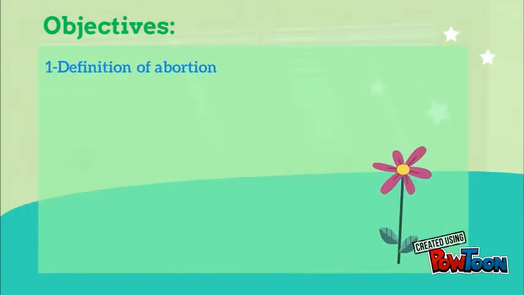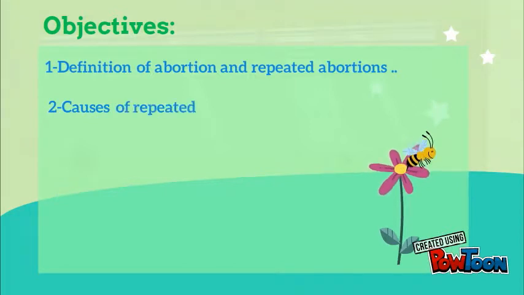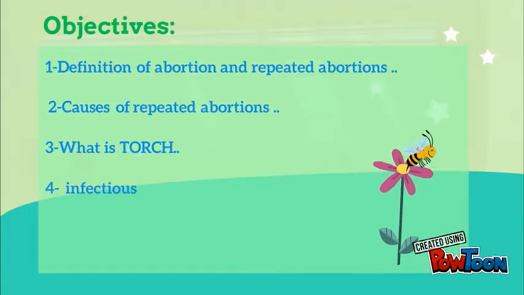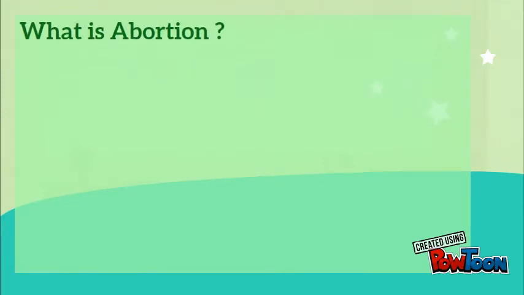In this video, we will talk about: 1. Definition of abortion and repeated abortions. 2. Causes of repeated abortions. 3. What is TORCH? 4. Infectious agents of TORCH.